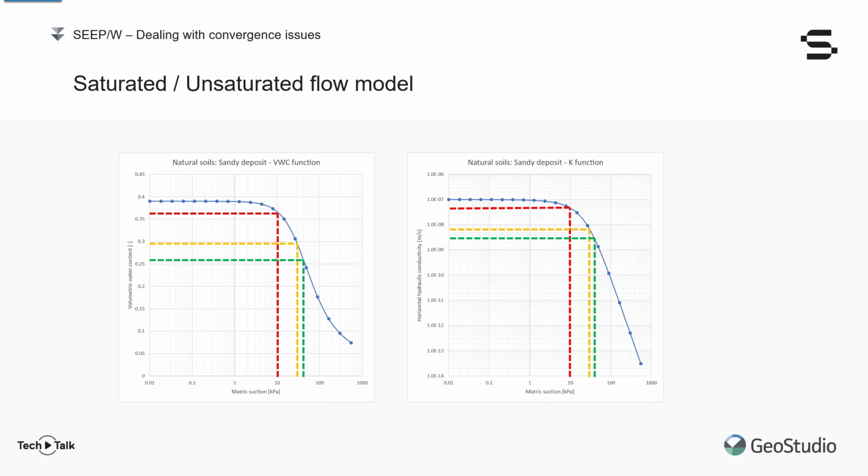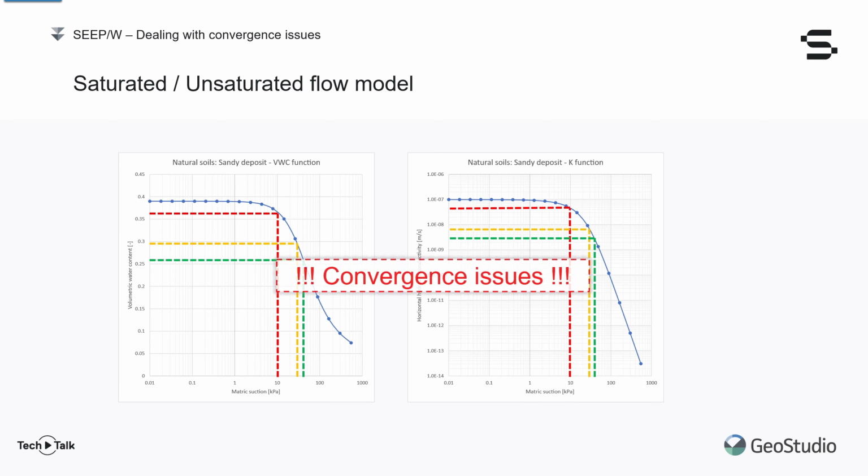However, if the model contains several saturated-unsaturated material models, or if some of the functions used are very steep, meaning that a small change in matrix suction can lead to a large change in corresponding hydraulic conductivity value, finding a proper converged solution might prove difficult. This is in essence the issue we will be tackling together in this webinar.